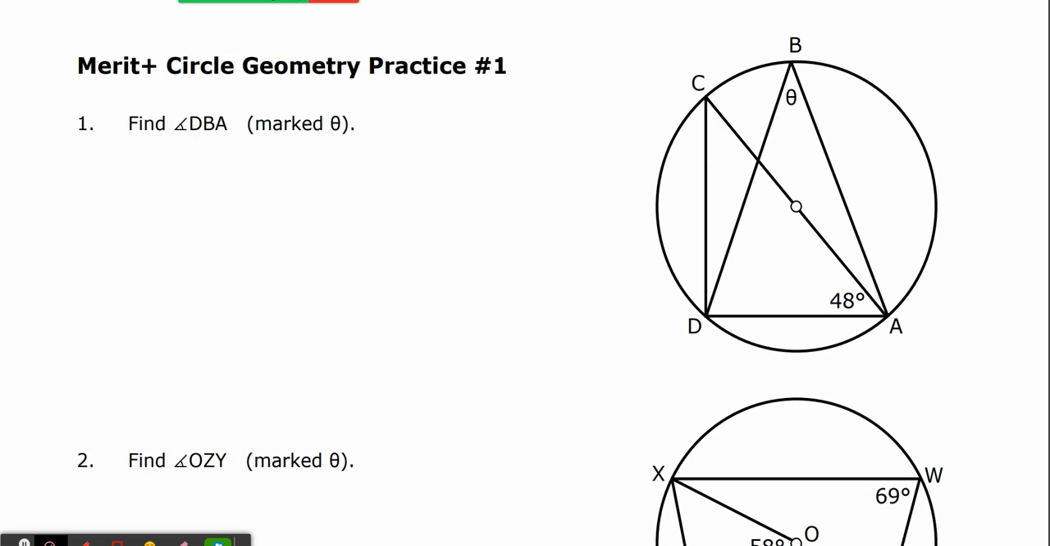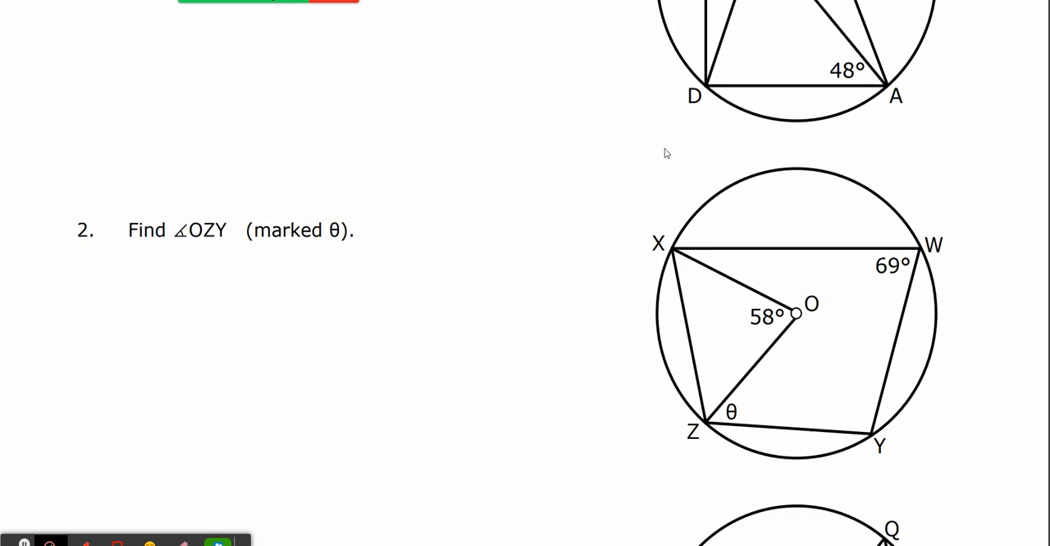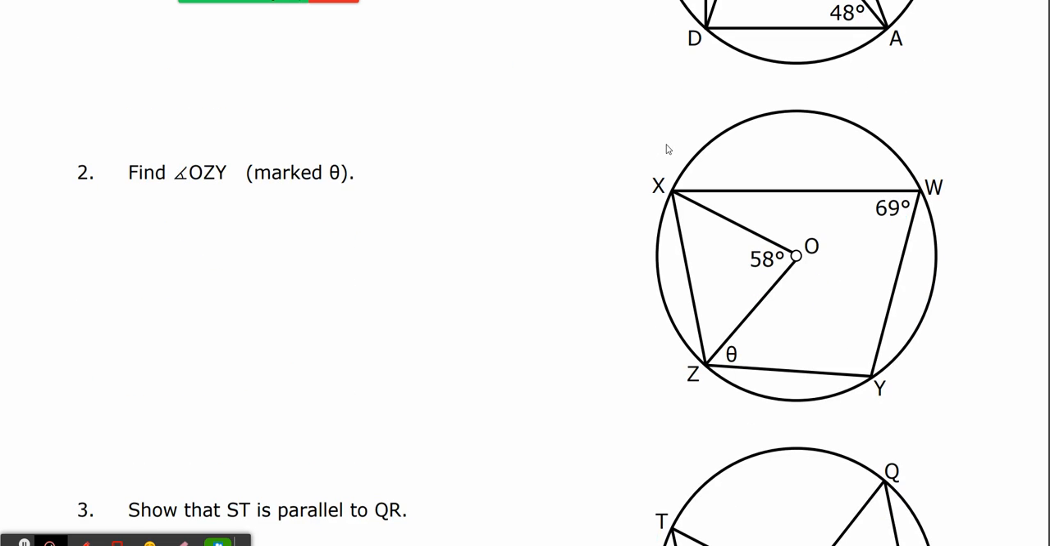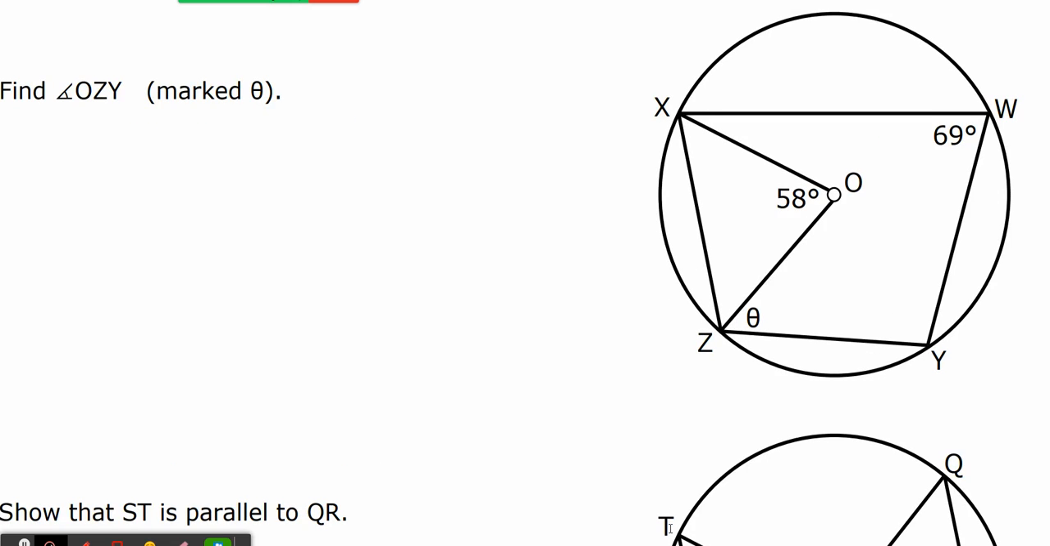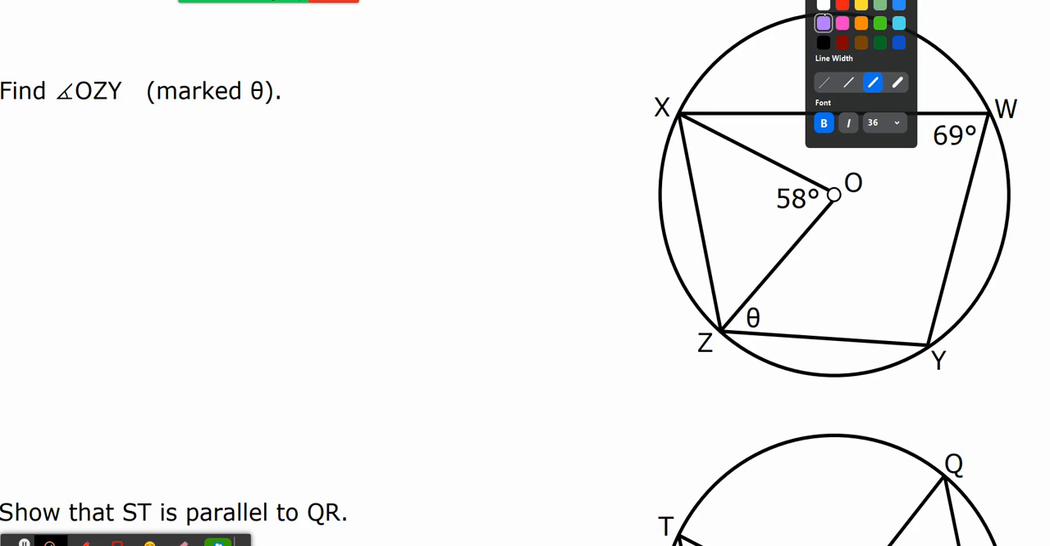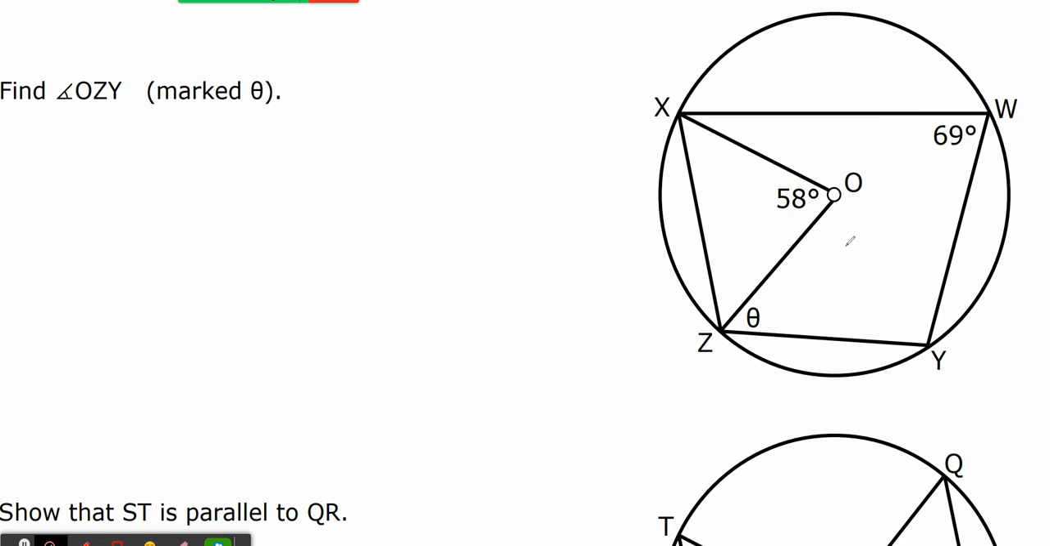Okay, let's go to the next one. Find angle OZY for this next one. So if I want to find angle OZY, the first thing I have to do is locate the angle. Let's locate the angle. So we start at O, then we go to Z, then we go to Y. It lies at Z. There's O, there's Z, and there's Y, and there's theta. Sometimes they don't give it theta, they've marked it off here. I want to find this angle.